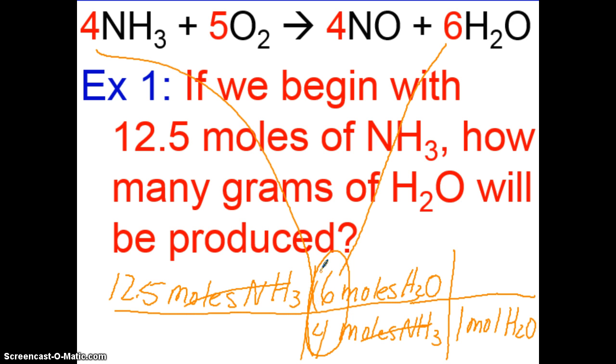And anytime we have mole on one side of the line, we're going to put grams on the other side of the line. And where do we get grams from? That's right, we get grams from the periodic table. Oxygen weighs 16, and 2 hydrogens makes 18. So we would be done when we multiplied 12.5 times 6 times 18 divided by 4 to get our answer.